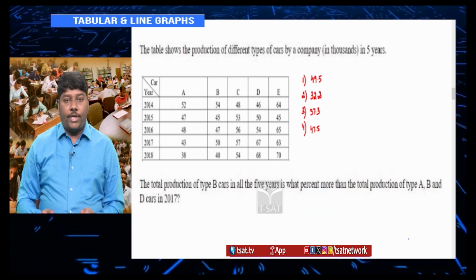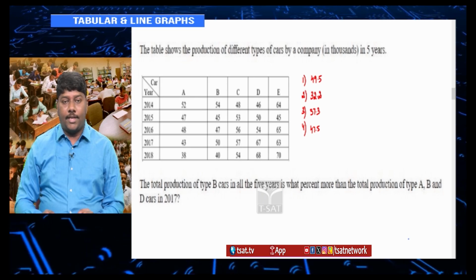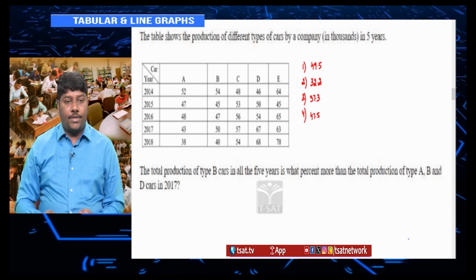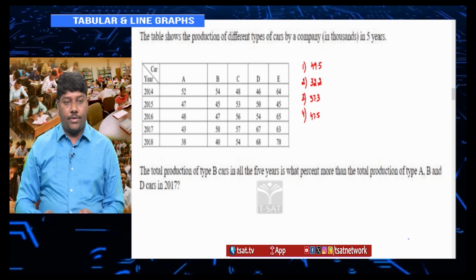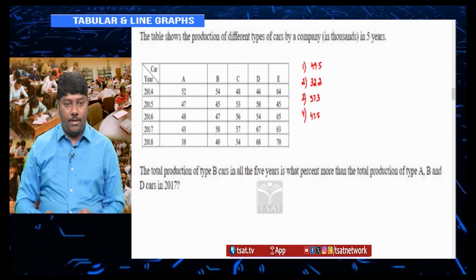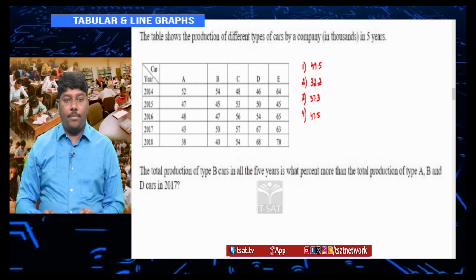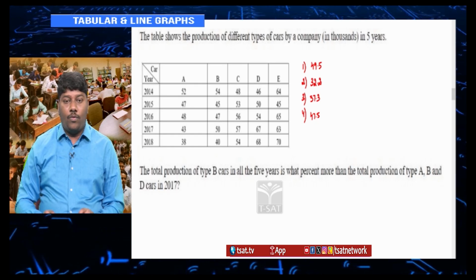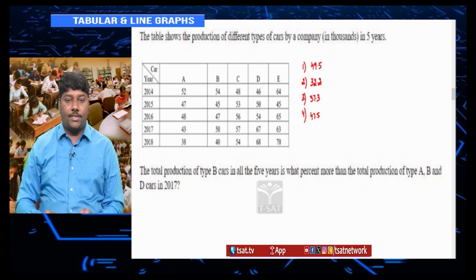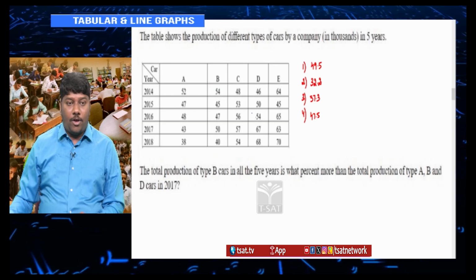The table shows the production of different types of cards by a company in thousands in 5 years. Again, it is another table. Now it shows 5 years, same thing, but here in rows 2014, 2015, 2016, 2017, 2018, again cards by 5 companies A, B, C, D, E. So it is a typical tabular graph. The total production of type B cards in all 5 years, what percent more than the total production of type A, B and D in 2017? What percent more? First of all, total production of type B in all 5 years.